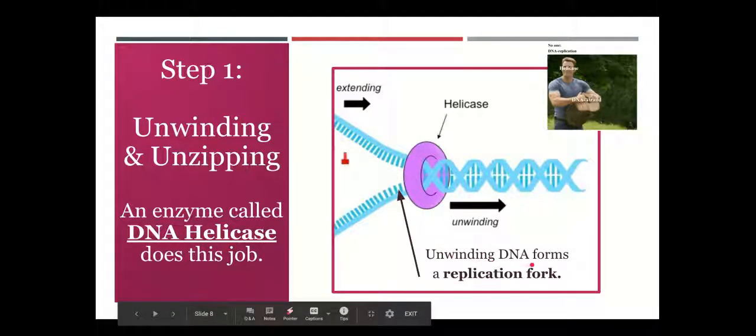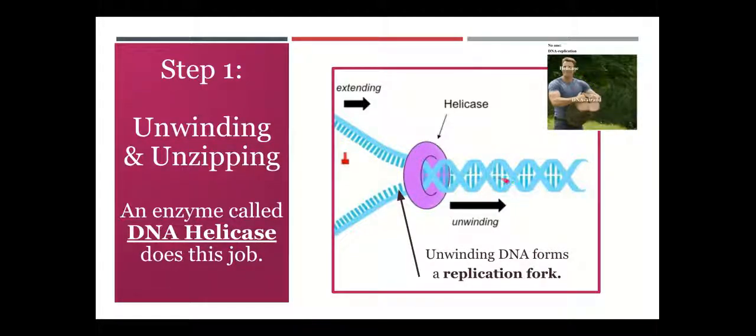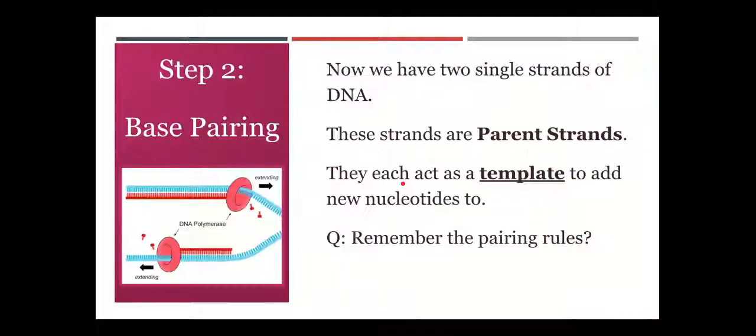As it unwinds that DNA, a replication fork is formed on the DNA. So here we have our helicase enzyme. It's unwinding the DNA, moving in this direction. And as it unwinds, a replication fork forms behind it. So think about a fork in a road or a fork in your path. You're going to have two options. There's going to be two separated strands. This area right here is the replication fork. That was step 1 of DNA replication.